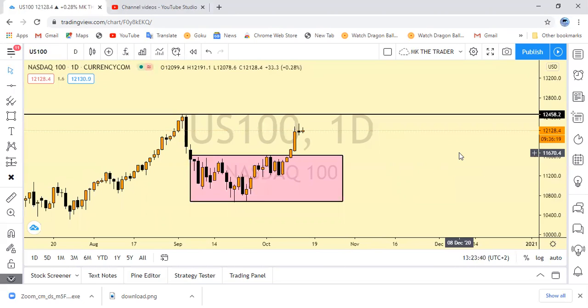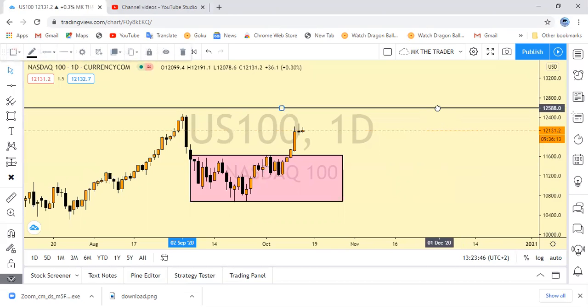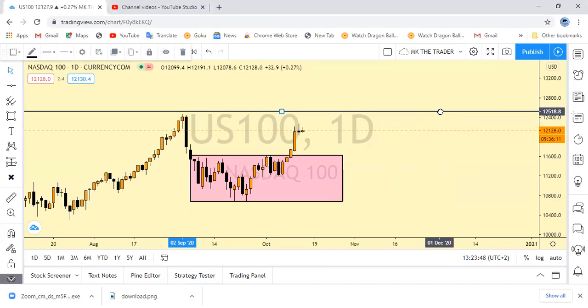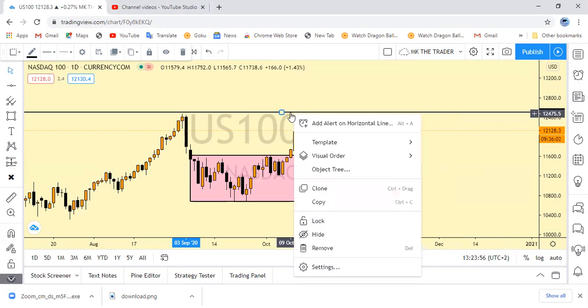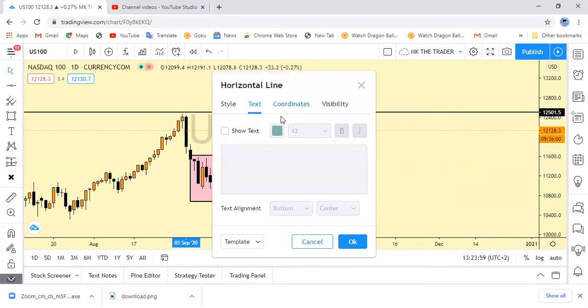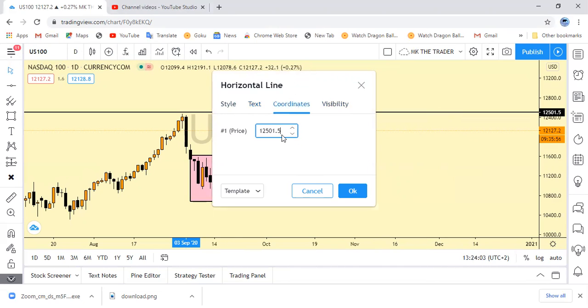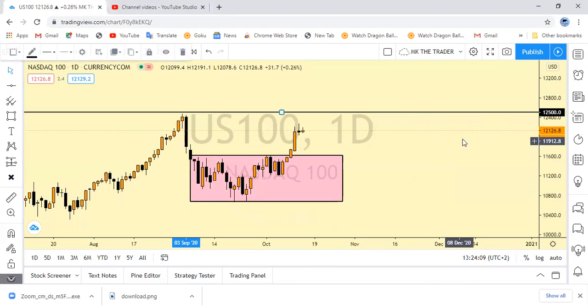12,458, and let me check. This is supposed to be our institutional level. Yeah, let's say 12,500 is going to be our institutional level. 12,500. This is our institutional level.